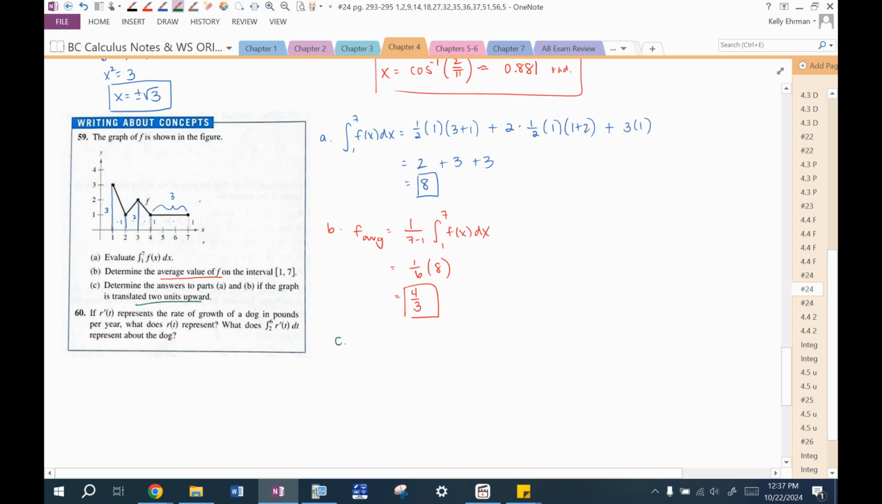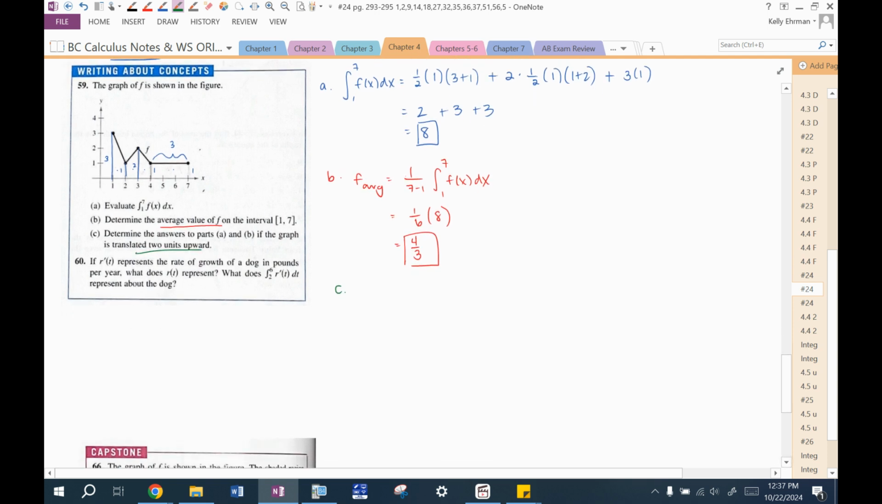And then for part C, determine the answers to parts A and B if the graph is translated 2 units upward. So rewrite that integral to begin with. It's the integral from 1 to 7. Instead of f of x dx, it's f of x plus 2 dx. And we've looked at this before.